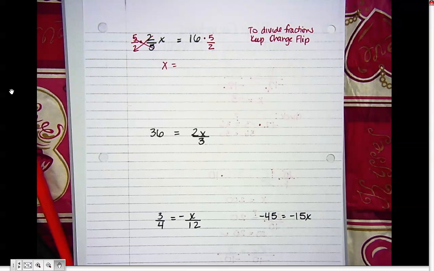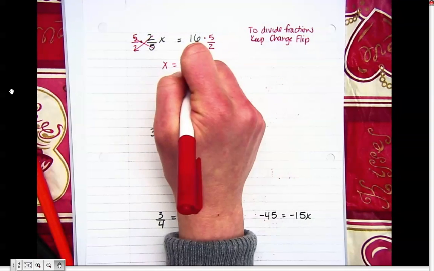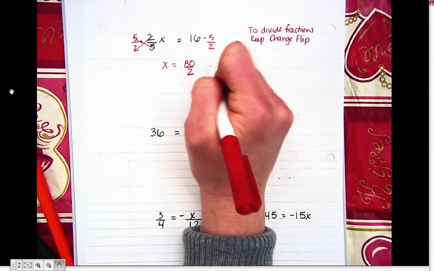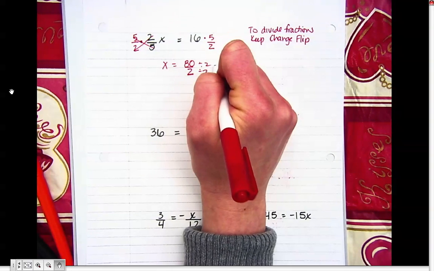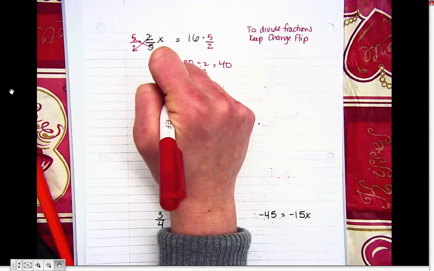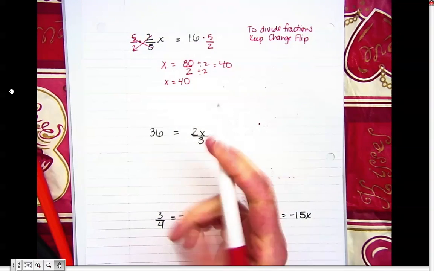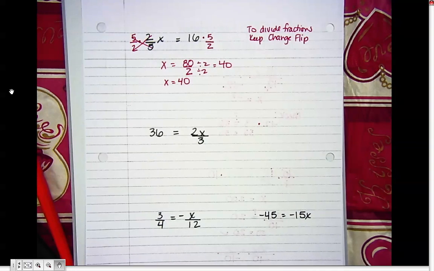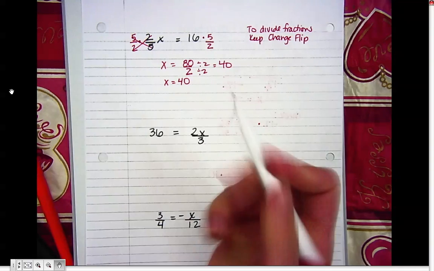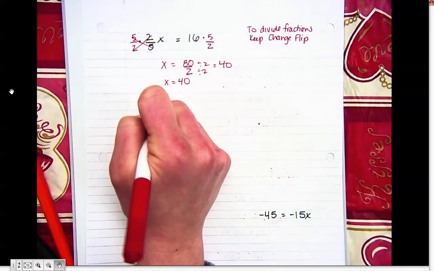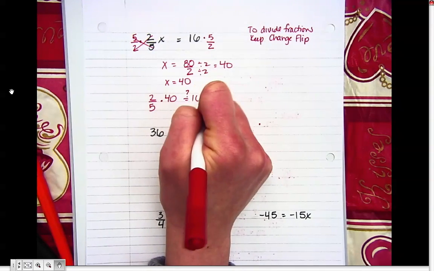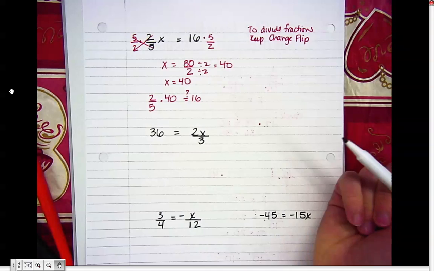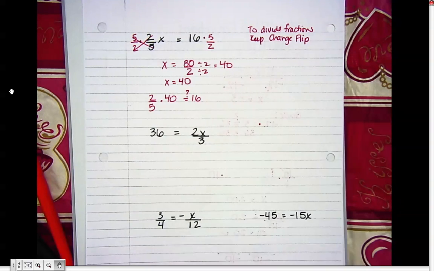All right, so 16 times 5 gives me 80 over 2, which is going to simplify. I'm going to divide by 2, and I get 40. So x equals 40. Well, this was a messy problem. I need to see if my answer is correct. So I'm going to do 2 over 5 times 40, and I'm looking to see, does that equal 16? I don't know if that's going to equal 16. That doesn't look right. But let's see.